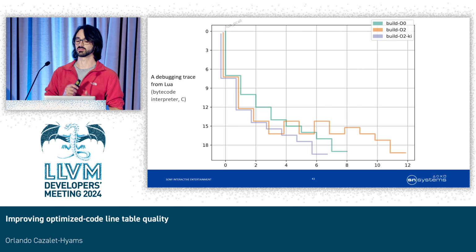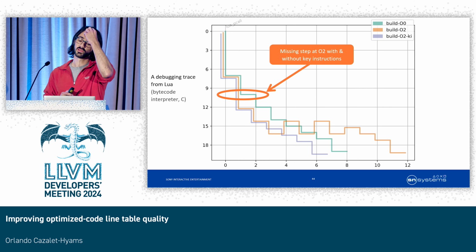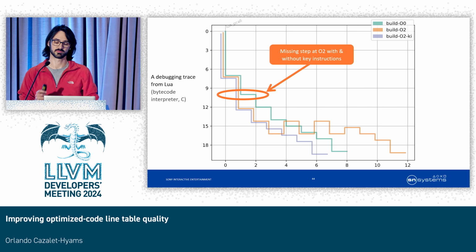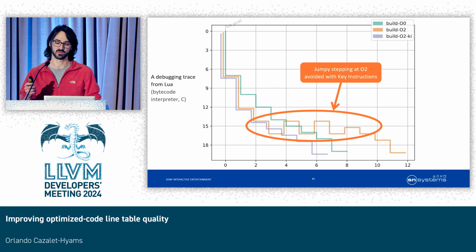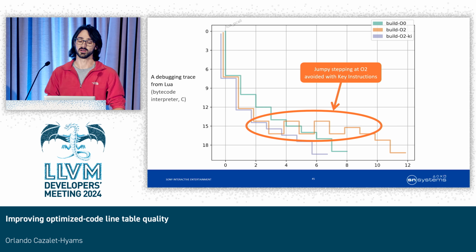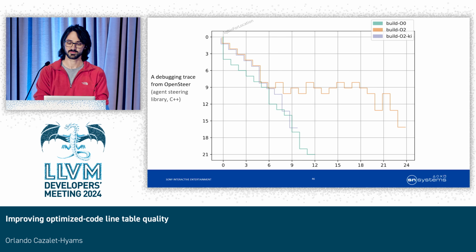This is a trace taken from debugging a function in the Lua code base. First thing to note, there's a step missing with O2 with key instructions enabled, but it's missing at O2 without it enabled as well. So it's not a regression, and it's possibly unrecoverable. So not very interesting. But what is interesting is there's loads of jumping back and forth at O2 without key instructions. And when we turn on key instructions, the purple line, that completely goes away. And the purple line looks much more similar to the green line, which is O0. So that's another great win.